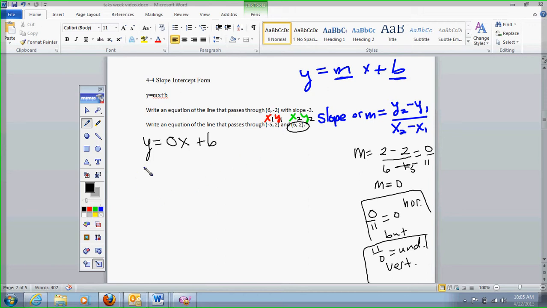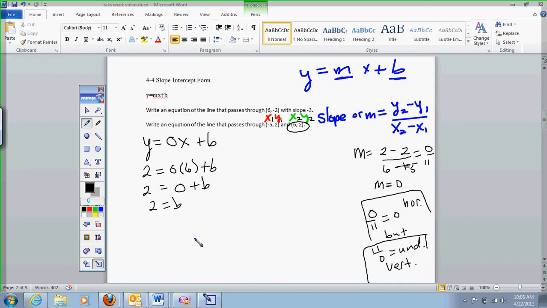So my y is 2 equals 0 times x, which is 6, plus b. Well, this one's easy. 2 equals 0 times 6 is 0 plus b, which means that b is equal to 2. Now, some of you may not have wanted to show all those steps. That's fine. I prefer you show the steps to make sure you get a thorough understanding of it, but here's how we get b is equal to 2. So I simply write my equation. Y equals, my slope is 0, 0x plus 2.